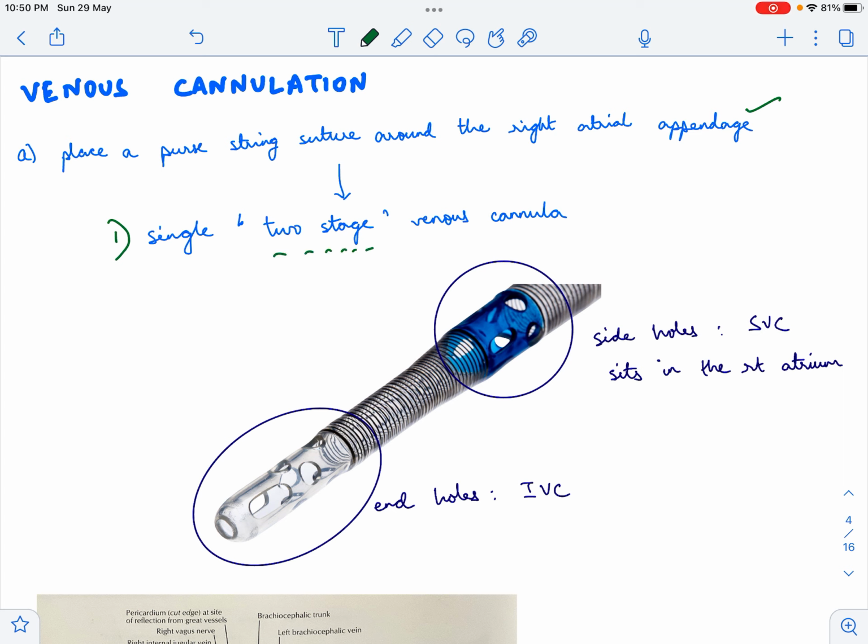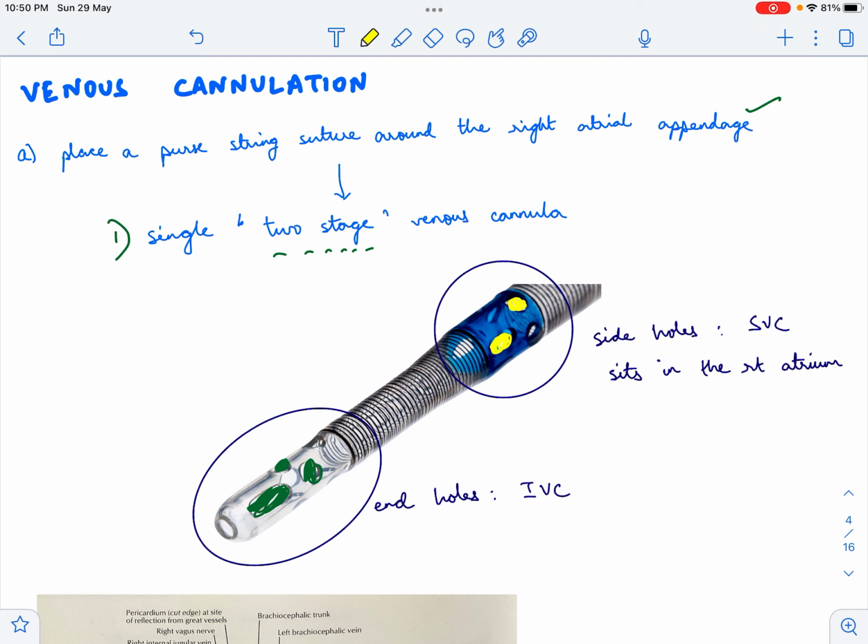This is an image of the two-stage venous cannula. As you can see, there are holes present in the end of the cannula. You see this circle, this is the end portion of the cannula, and it has holes. These holes that you can see will sit in the inferior vena cava, and on the sides of the cannula you can see these holes over here. I'll use a separate color, a yellow color.